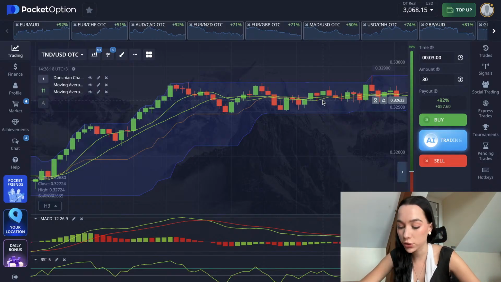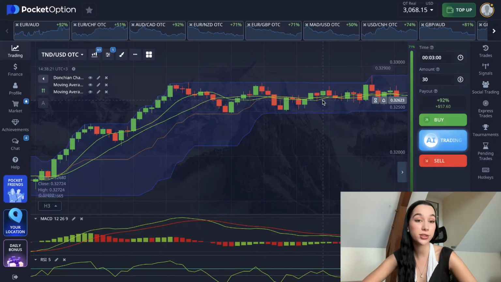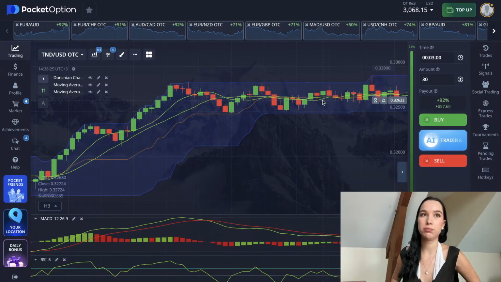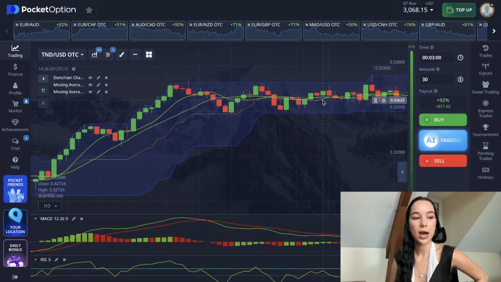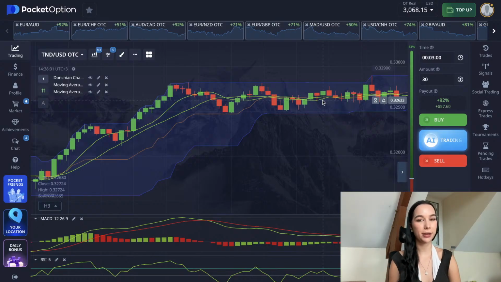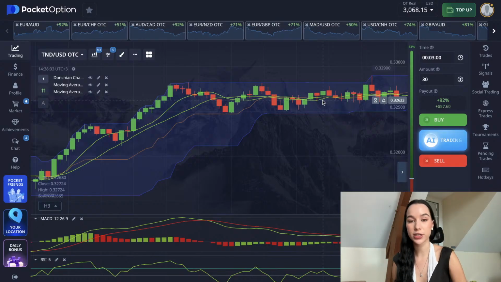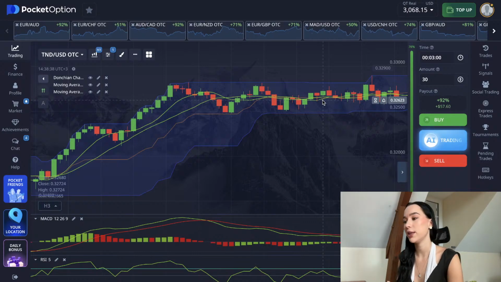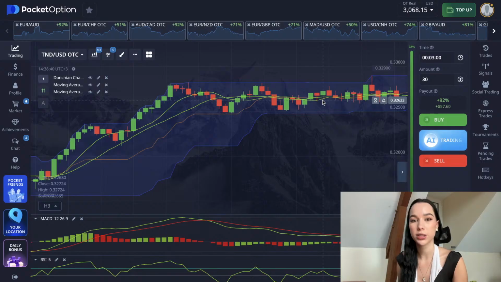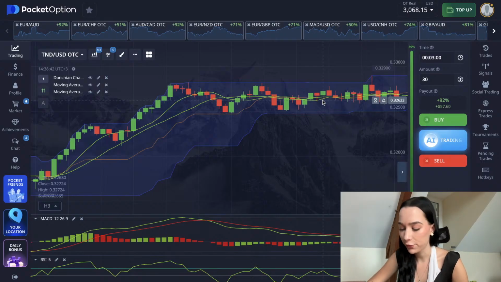It all depends, of course, on the situation. Sometimes 1 minute is good, sometimes 2, sometimes 3 minutes. But for me, I prefer 2 or 3 minutes. It's the best time. First of all, for beginners, I even recommend using an even longer time, 5 minutes, 6 minutes, 7 minutes. So you will understand the market more, and you will not risk that much. You have more time for the price to reverse, to change the direction.